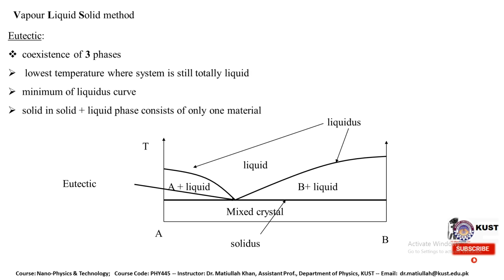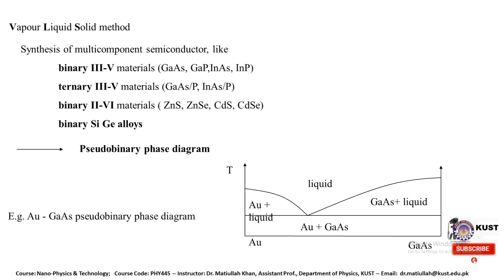and the lowest temperature where the system is still totally liquid is the eutectic, and there we have a minimum liquidus curve. The solid and solid plus liquid phases consist of only one material. So this is again a very general phase diagram for the vapor liquid solid method, where we can create such materials. It is finally used for different types of materials.